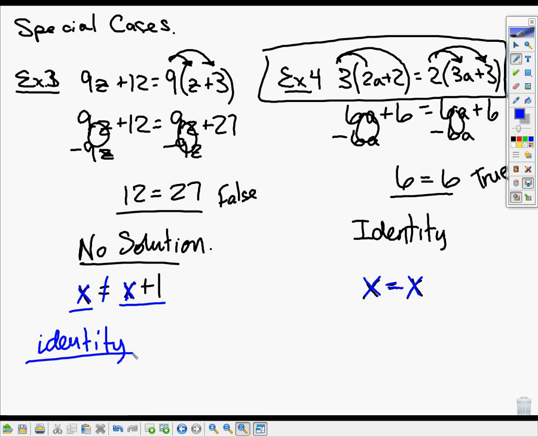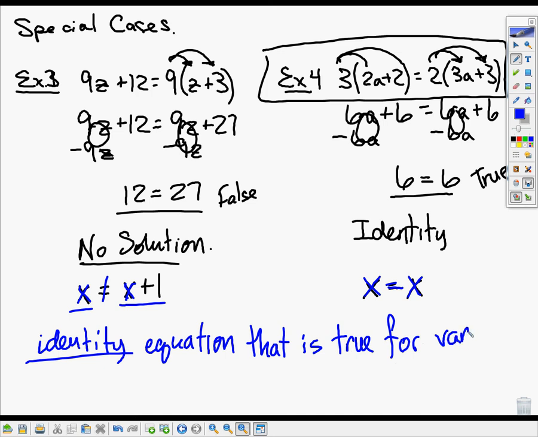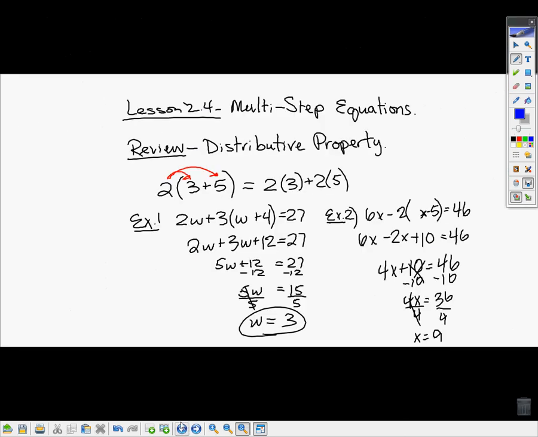is an equation that is true for all variables. I should say all values of the variable.